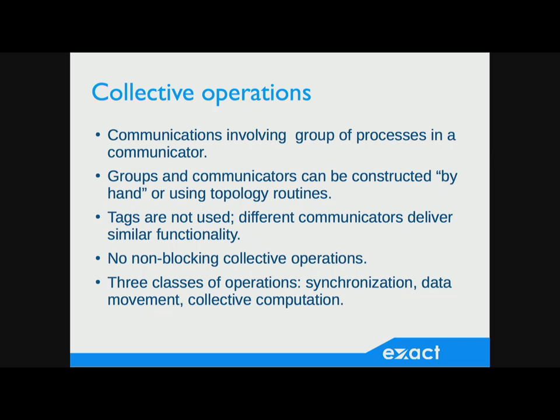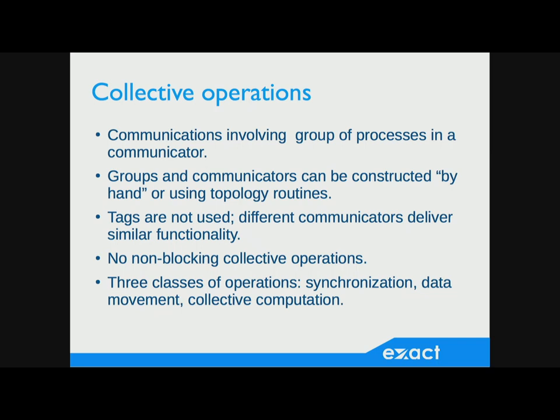Communication involving a group of processors in a communicator. I already said that groups and communicators can be constructed by hand or using topology routines. I already told you the example of MPI-IO. Topology routines are routines that ask exactly where your MPI rank is, on which core and on which kind of architecture you are. So you can build quite sophisticated MPI communication patterns by means of these MPI topology routines. Tags are not used at all because different communicators deliver similar functionality.